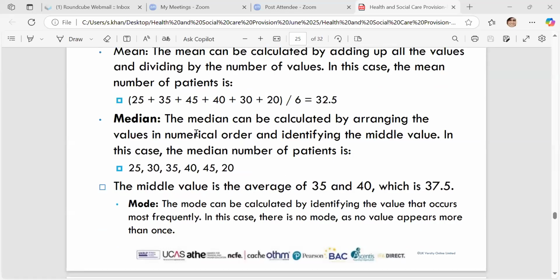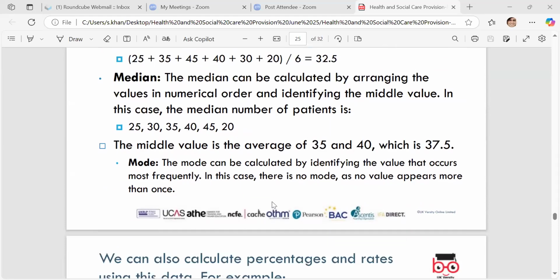The median would be calculated by arranging the values in numerical order and identifying the middle value. So arranging the values in numerical order, from lowest: 20, 25, 30, 35, 40, 45. Then we look at the middle value, which is the average of 30 and 35, or 35 and 40, which is 37.5.